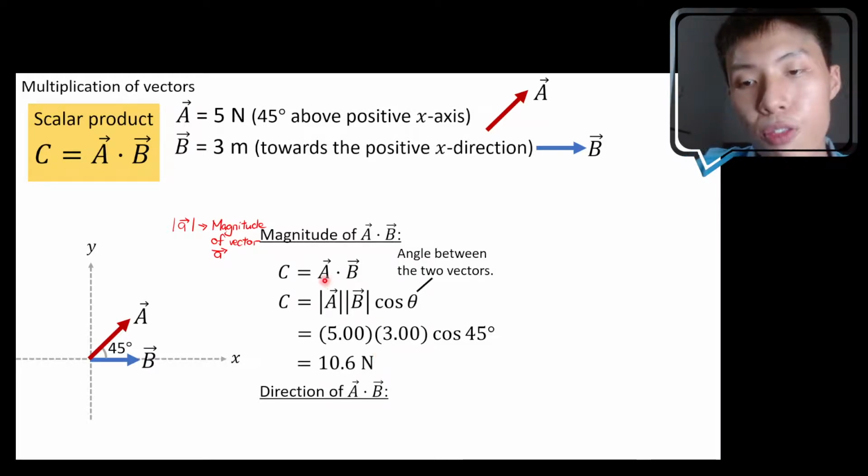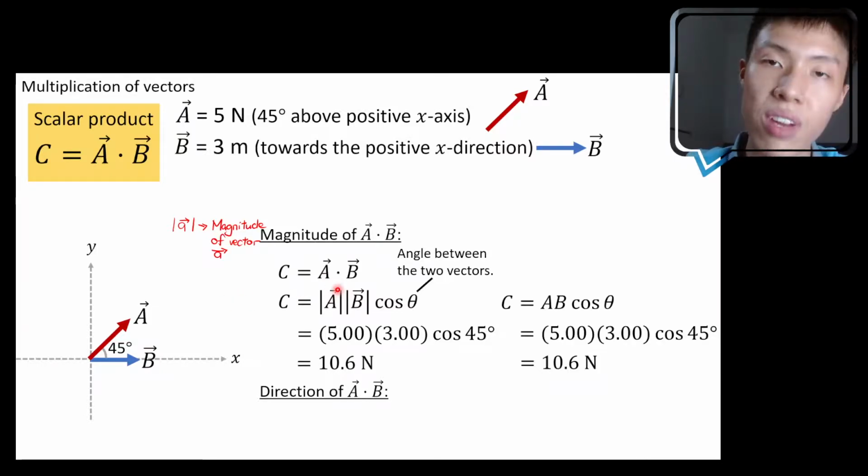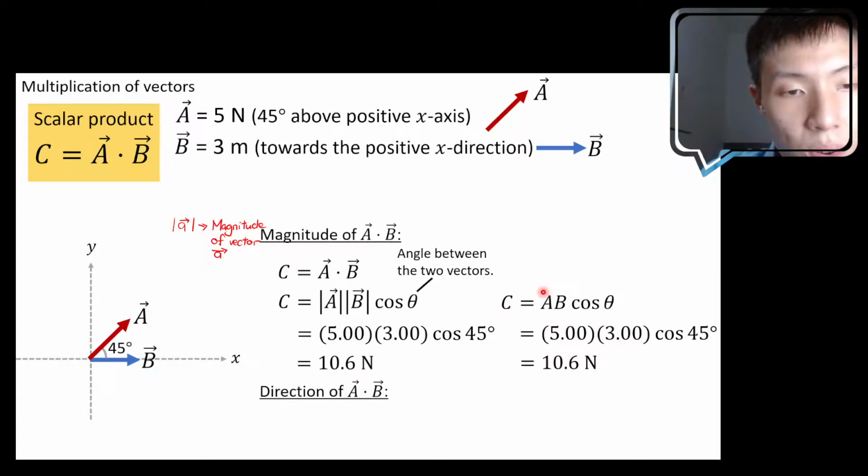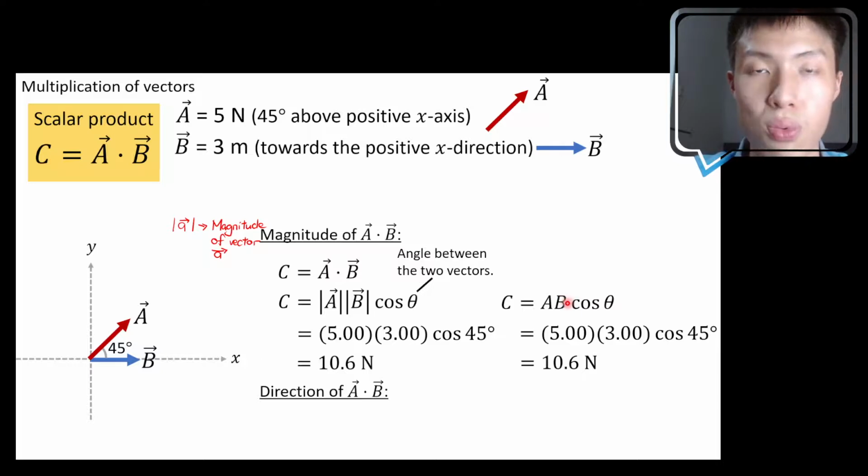Of course, just now we mentioned that this modulus sign is a way for us to say we want the magnitude of the vector only. But we also know that magnitude can be written as just A without the right arrow, right? So actually we can rewrite the equation like this as well. We can remove the arrow sign on top of A and B and remove the modulus sign. If you write it this way, it's also correct.